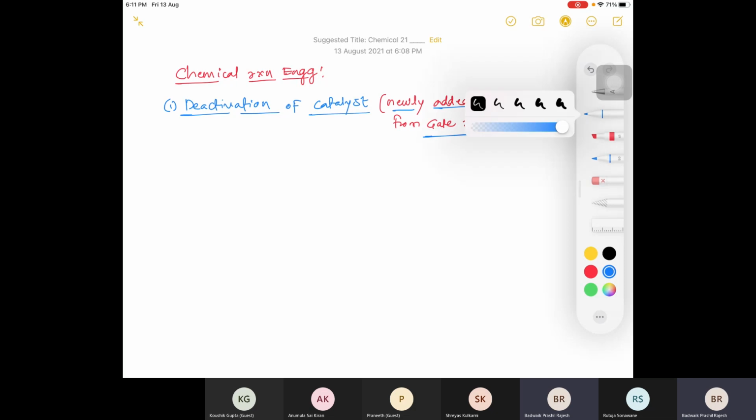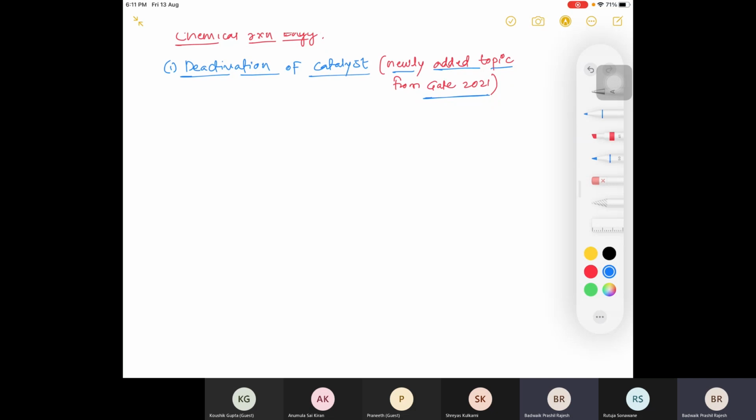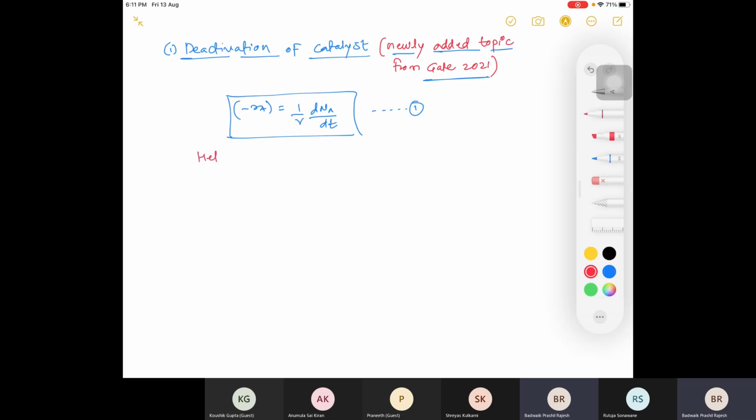Okay, so you guys know that rate of reaction can be written in various forms, right? Minus rA is equal to 1 by V dNA by dt. This is the most commonly used form to write the rate of reaction. And in case of heterogeneous CRE, you would come across heterogeneous, I'm writing here homogeneous, then heterogeneous. So in heterogeneous, instead of this volume, there are various parameters or constant values by which you can define your rate, right?